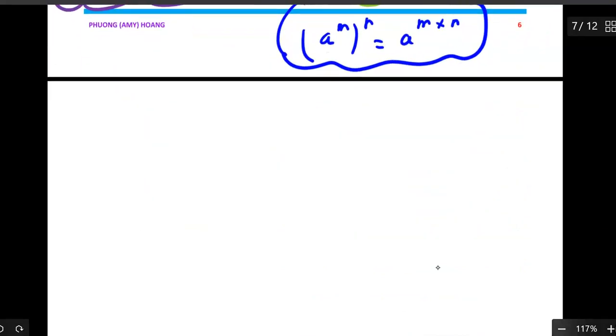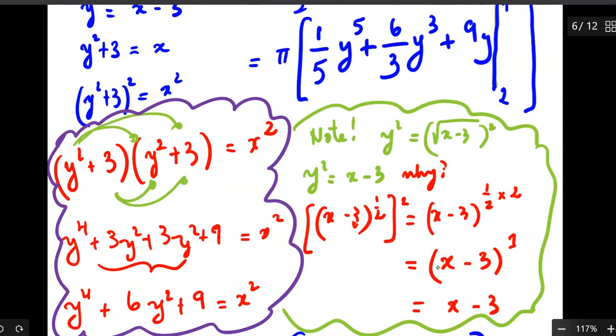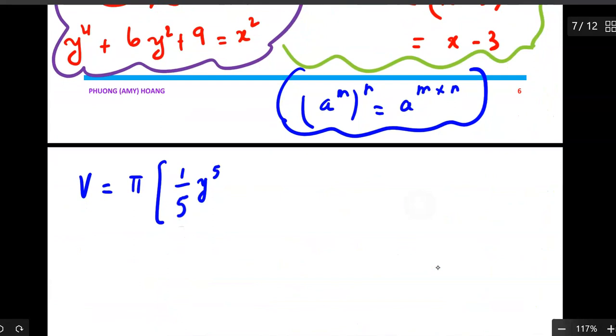I rewrite this as volume equal to pi times 1 over 5 of y to the exponent 5. Here you see 6 divided by 3, I will write it as 2. So 2 times y to the exponent 3 plus 9 times y, evaluated from 2 to 4.